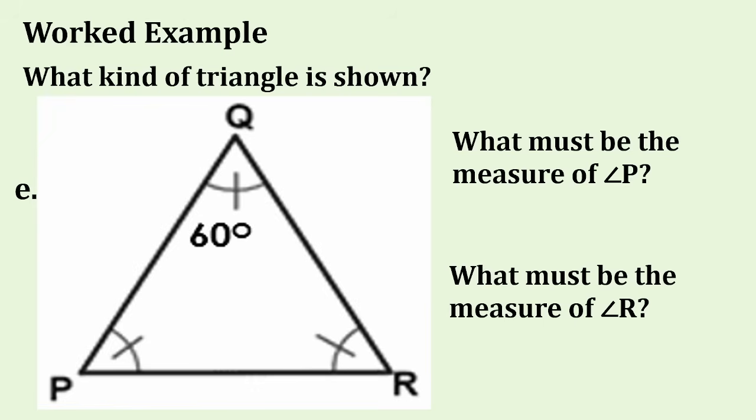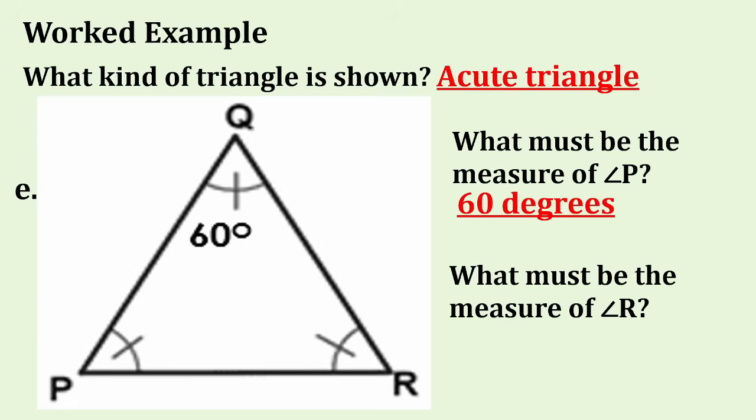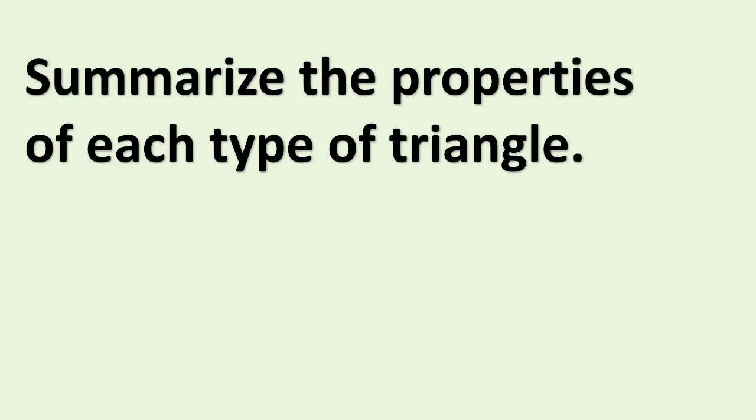What kind of triangle is shown? Okay, the answer is acute triangle. What must be the measure of angle P? 60 degrees. What must be the measure of angle R? 60 degrees. Summarize the properties of each type of triangle.